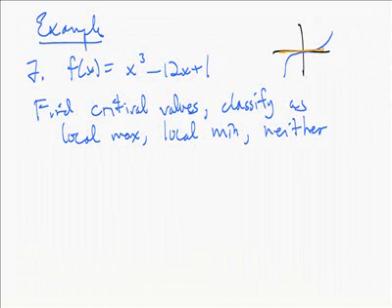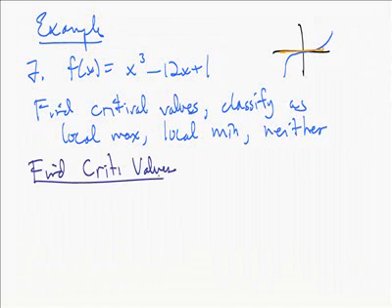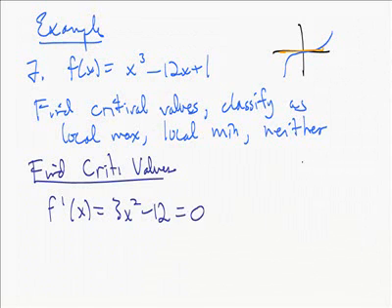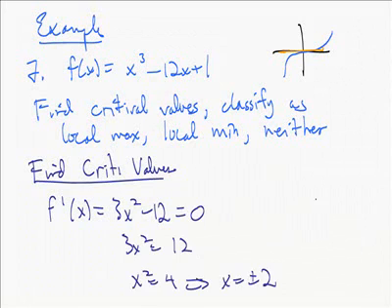Alright, so first thing we're going to do is find the critical values. And remember, we're going to do that by taking the derivative and setting it equal to 0. So f prime of x is going to be 3x squared minus 12. And notice that there's not going to be any points where our derivative is undefined, but we can set it equal to 0 and solve that equation. So we're going to get that 3x squared is going to equal 12, which means x squared is going to equal 4, which means that x is going to be plus or minus 2. So I have two critical values, one at positive 2, one at negative 2.